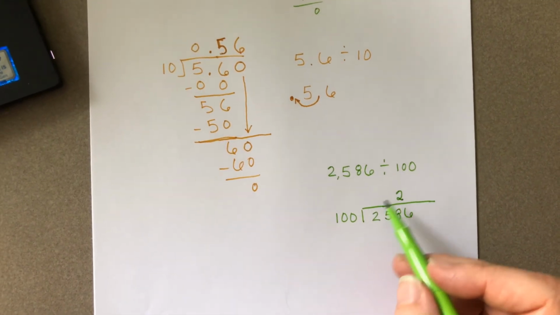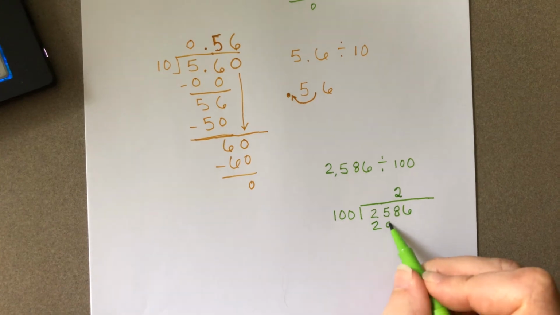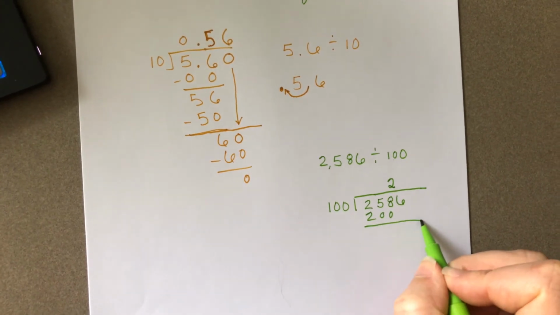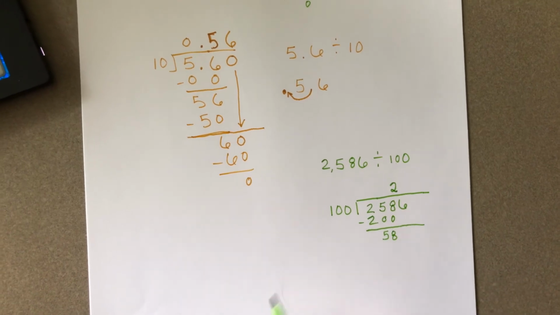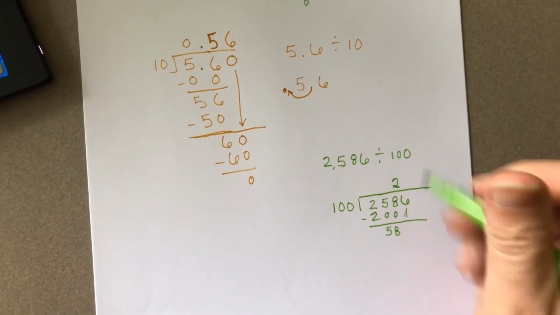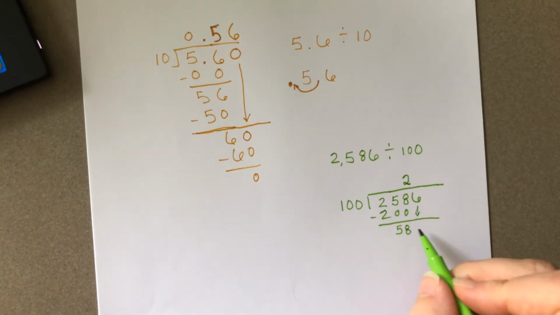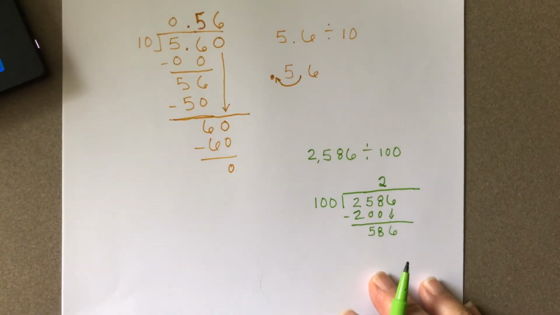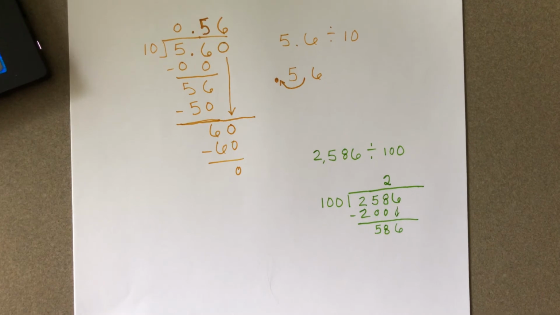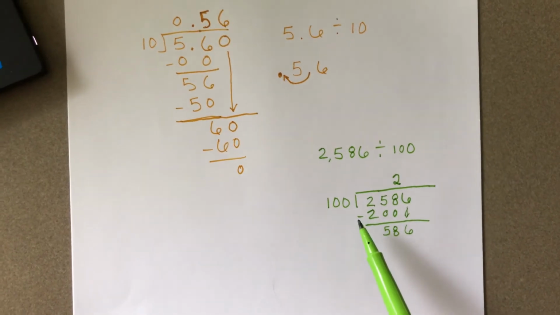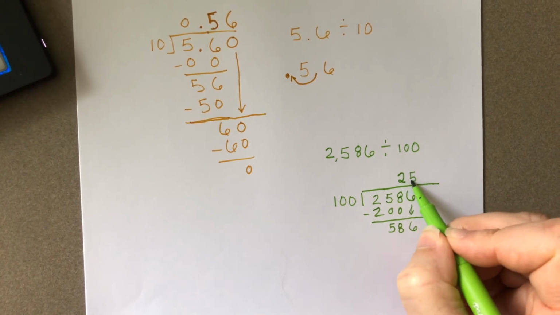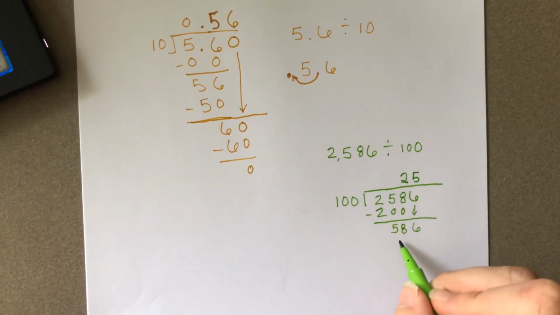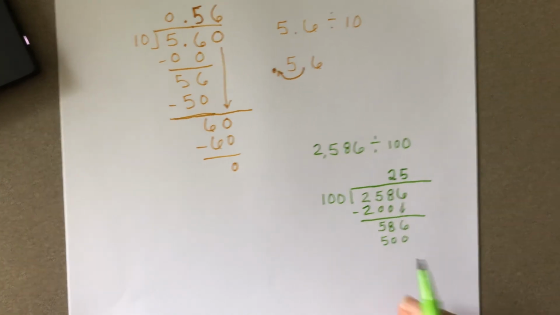Okay, so 2 times 100 is 200. Then you subtract, you get 58 left over, and then bring down the 6. So now we have 586. Okay, so how many groups of 100 go into 586? That would be 5. 5 times 100 is 500. Okay, you've got 86 now.